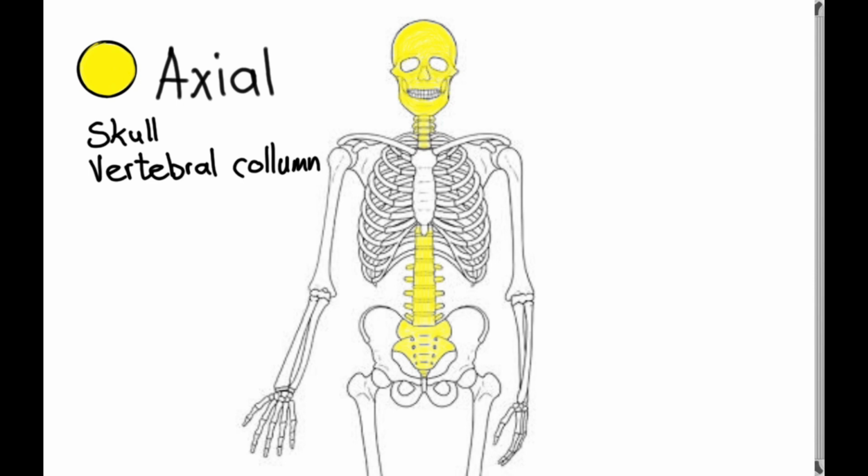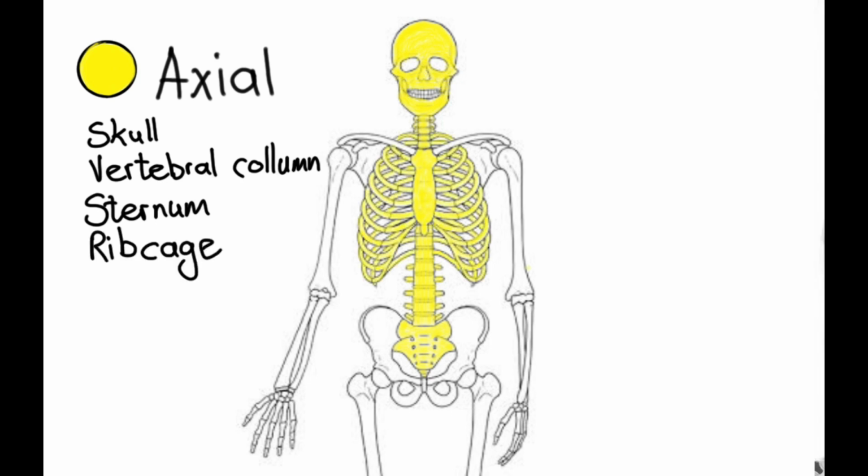Now you can't see the whole one on the screen over here because some of it is hidden behind the breastbone over there. But also remember, the vertebral column goes all the way down to the coccyx down at the bottom. And next up we've got the sternum. Now the sternum is the breastbone at the front, and then we've got the rib cage. Now the rib cage connects the vertebral column at the back to the sternum in the front. And that is your axial skeleton.